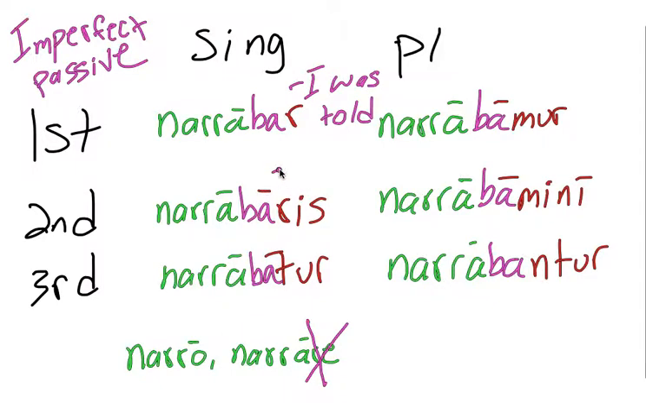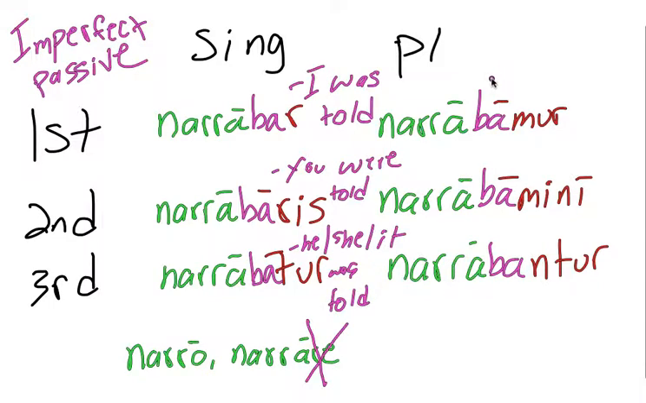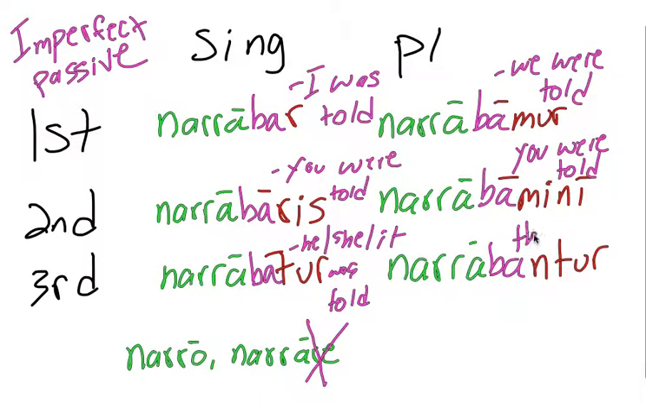And then narrabaris, of course, is you were told. Okay, narrabatur, he, she, or it was told. Narrabamur, we were told. Okay, narrabamini, you all were told. And then narrabantur, they were told. Okay, and that's how you conjugate a verb in the imperfect passive, a first conjugation verb.